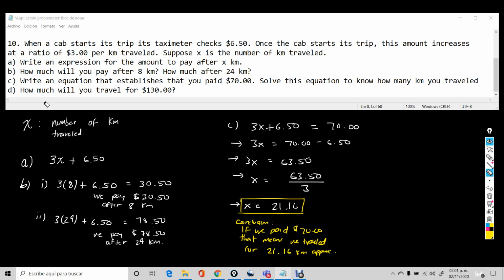And finally, task D, which is how far will you travel for $130? Well, it's pretty much the same as C, right? It's the same problem, only with a different number. Instead of paying 70 for a trip, you know that you're gonna pay 130, and one more time you have to get me the amount of kilometers that you travel if you paid this much at the end. And that's it. You see, it's the same problem. I don't think there is any need for me to explain it.